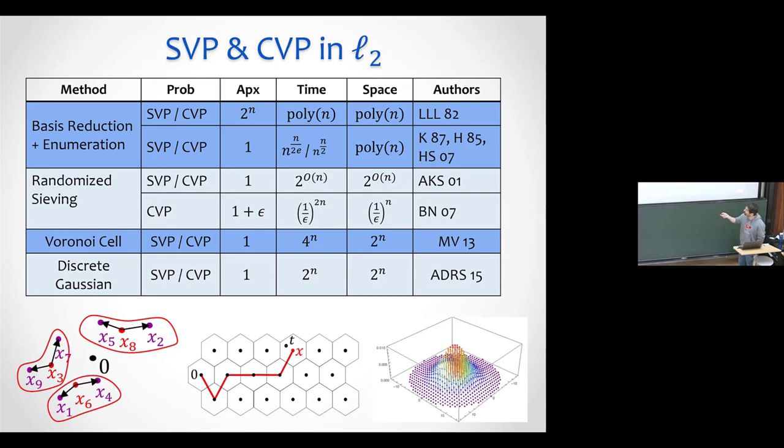And then later in the 2000s, we had an explosion of different types of techniques. The one on the left is randomized sieving, where you sample exponentially many lattice vectors, and you try to cluster them into groups and make them shorter by taking differences between the vectors in a cluster and the center of the cluster. This iteratively allows you to make vectors shorter and shorter. This was the first type of algorithm that gave a single exponential time algorithm for the shortest vector problem. And then we have algorithms based on what's called the Voronoi cell of the lattice. You'll see that a little bit later, which is again a completely different type.